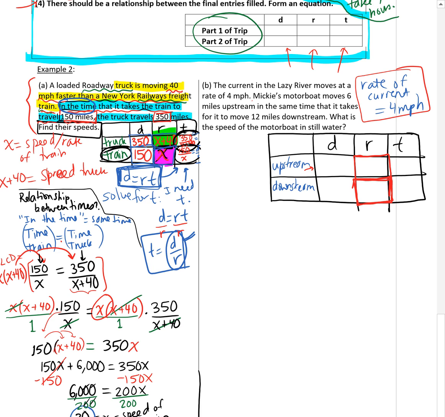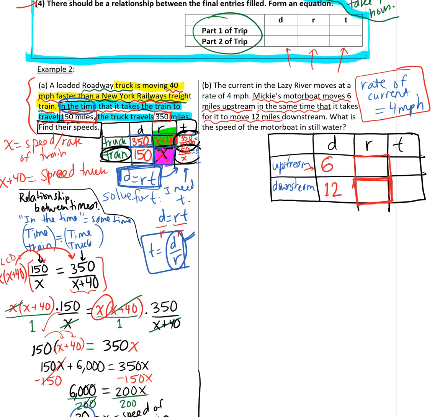Let me move on. Mickey's motorboat moves 6 miles upstream. Oh, there it is. 6 miles is the distance upstream, in the same time that it takes for it to move 12 miles downstream. Okay, and again, miles is distance, so it's in the distance column, 6 for upstream, 12 for downstream. Okay, we got that. So that's step 1.